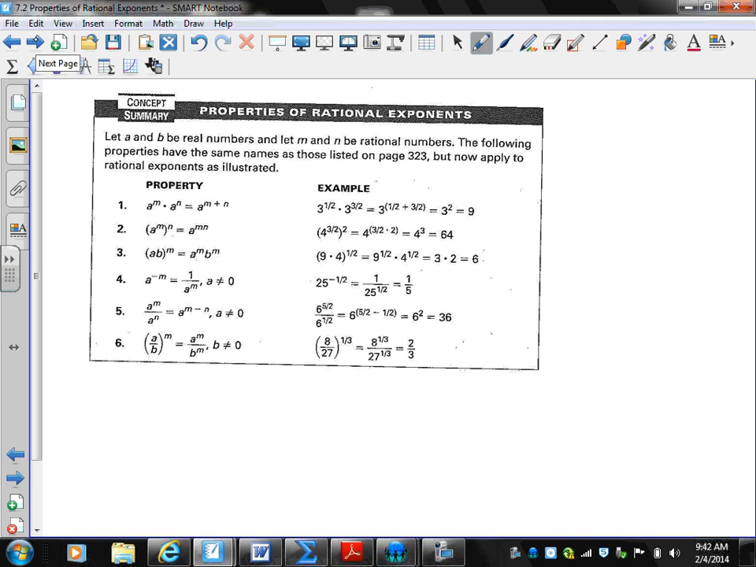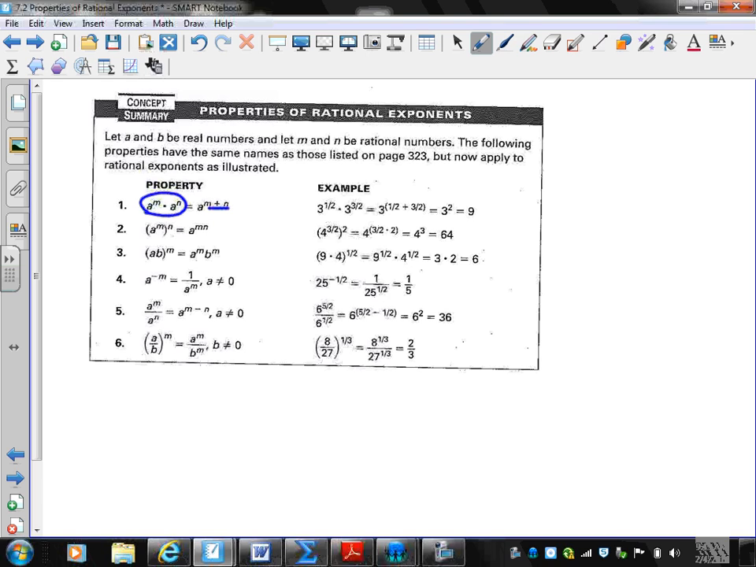So here are your properties of rational exponents. And I'm just throwing these up here. These are right from your book, by the way. Because they're the same properties that we have with integer exponents. For example, the first property here says if we multiply with the same base, well, what do we do with their exponents? Well, we add them.